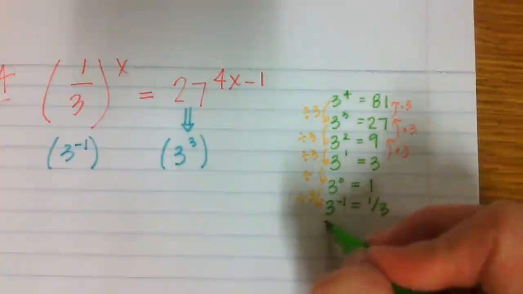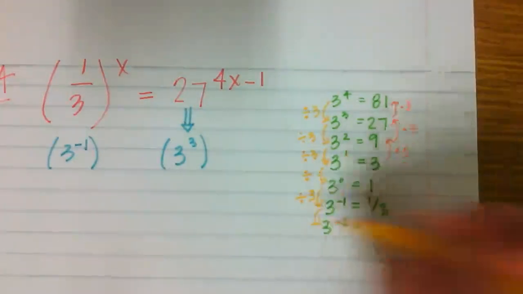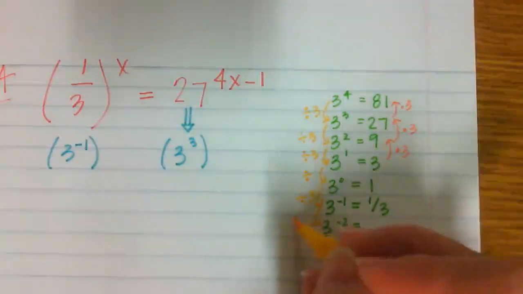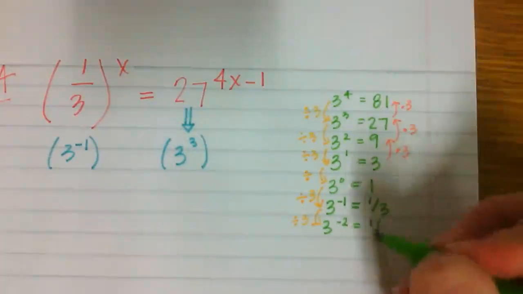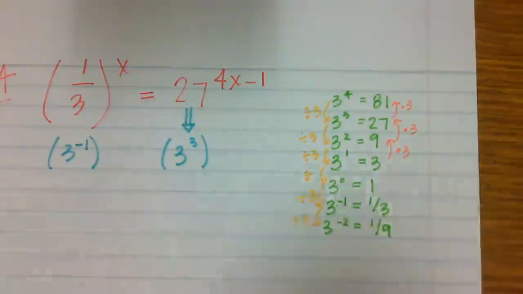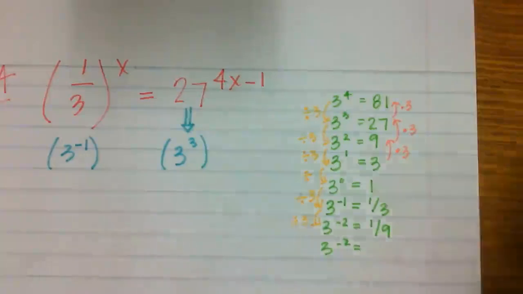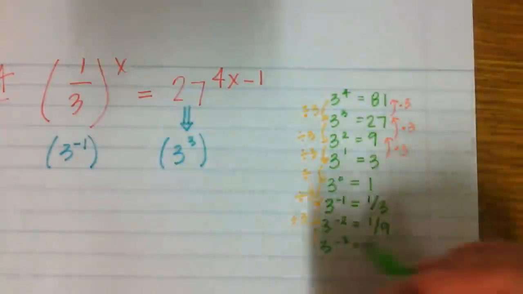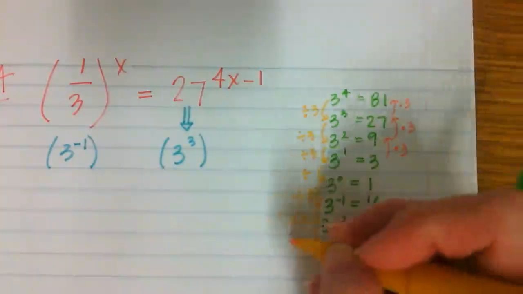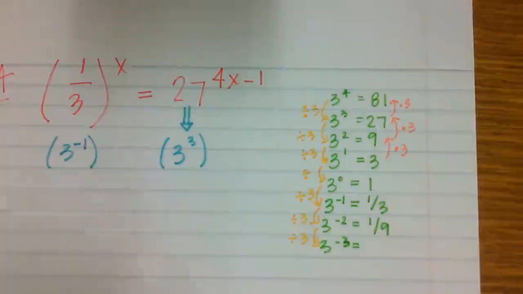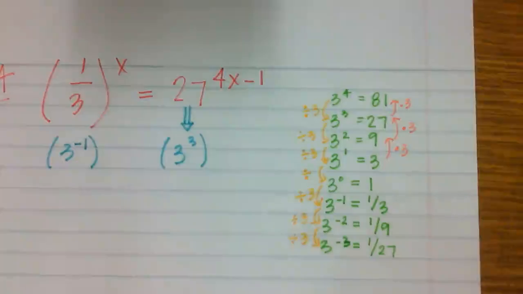All right, well, let's try another one. Let's say we go down again. Down another exponent means we're going to divide by 3. 1/3 divided by 3 is going to give us 1/9. All right, let's just do one more. So let's go down another exponent. Every time we go down an exponent, we need to divide by 3. 1/9 divided by 3 would be 1/27.